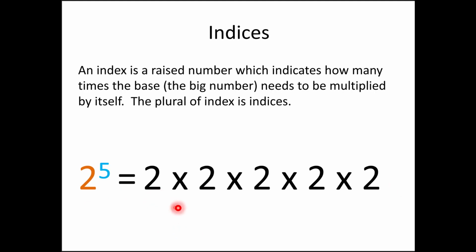So I can work this out. 2 times 2 is 4, 4 times 2 is 8, 8 times 2 is 16, 16 times 2 is 32. So 2 to the power 5 means this and equals 32.